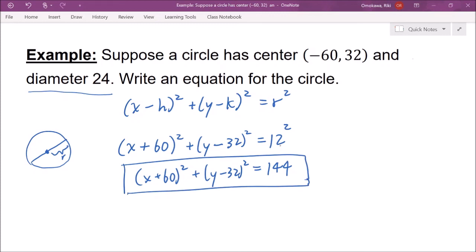And remember, if the information they give you is the diameter instead of the radius, don't forget that you have to do something in order to find the radius first. Just cut it in half.